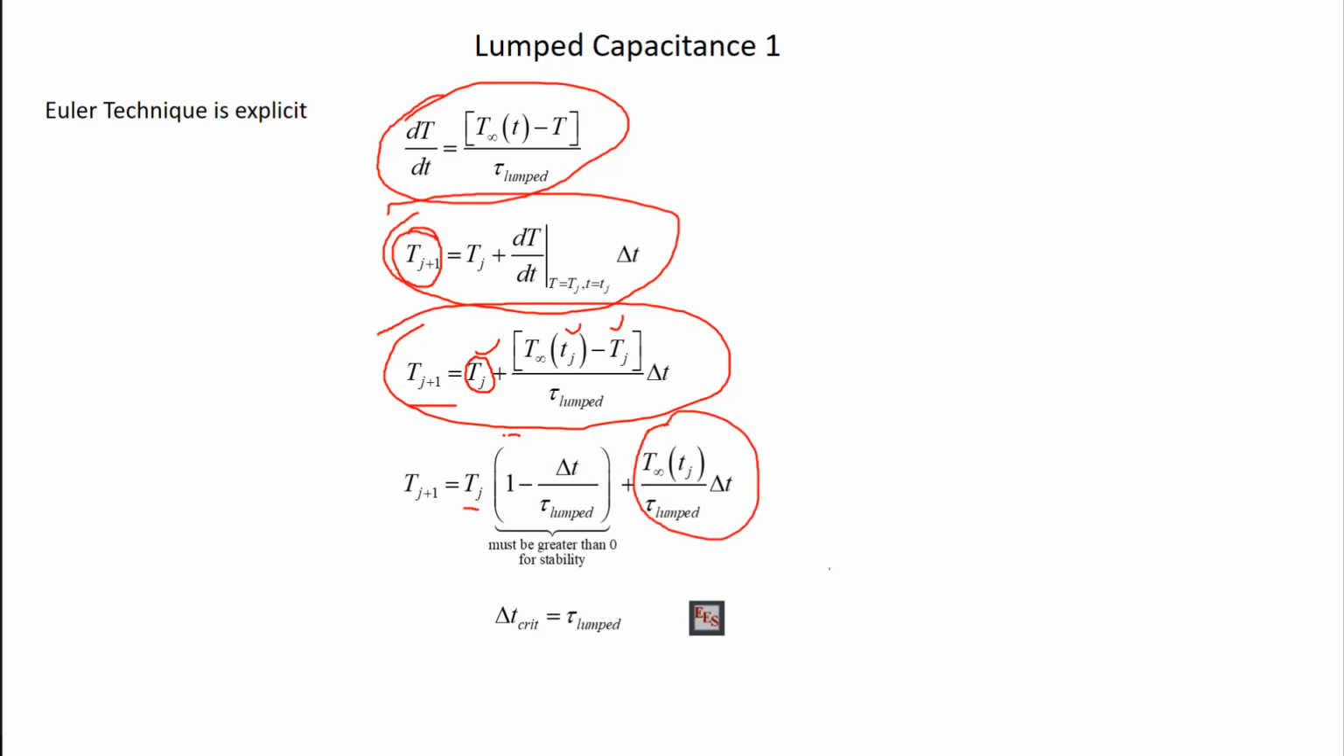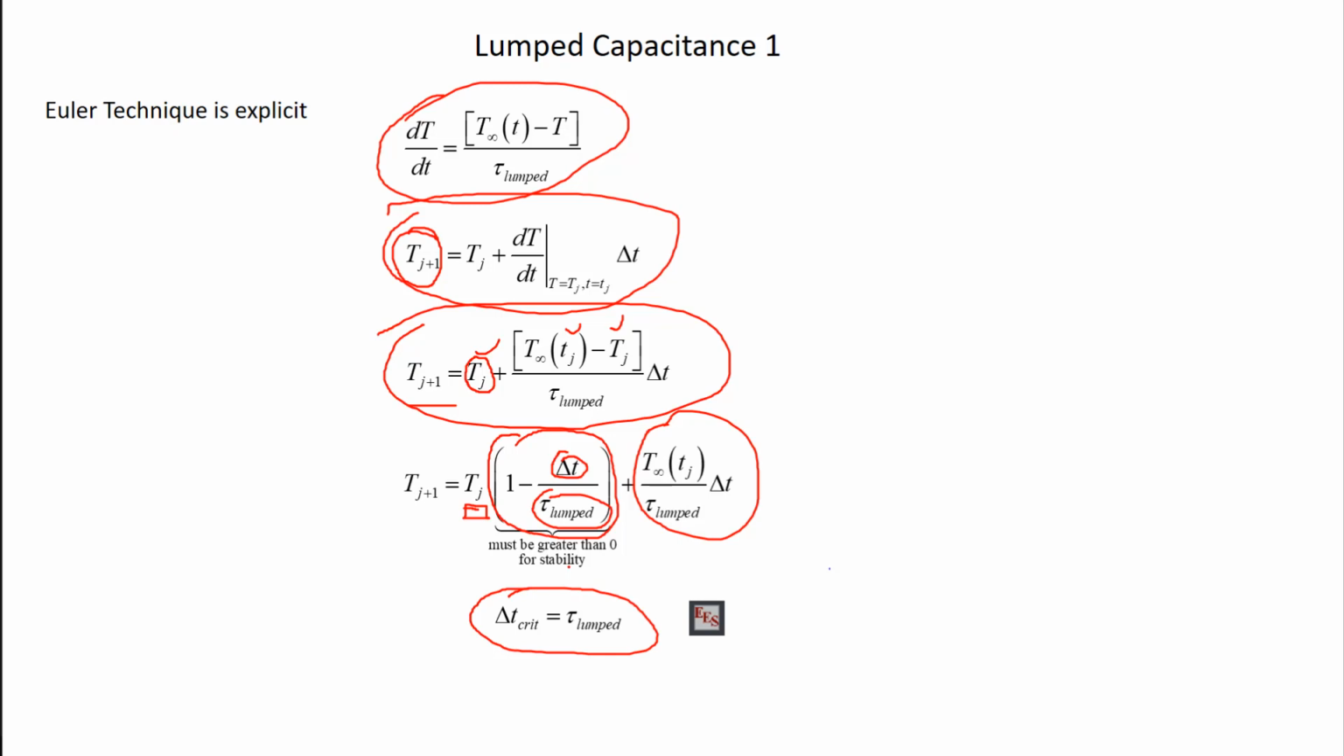But this will become unstable when the coefficient that's multiplying the temperature at the beginning of the time step goes to 0 or below 0. When it becomes negative, it will be unstable, right? And if you think about it, it makes a little bit of sense that if I'm multiplying the temperature at the beginning of the time step by a negative number, it's going to want to flip back and forth and do some kind of weird oscillating thing. So this is going to become negative when delta t becomes bigger than tau lumped, right? When this quantity here becomes bigger than 1.